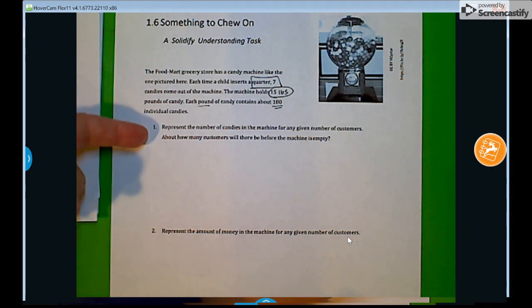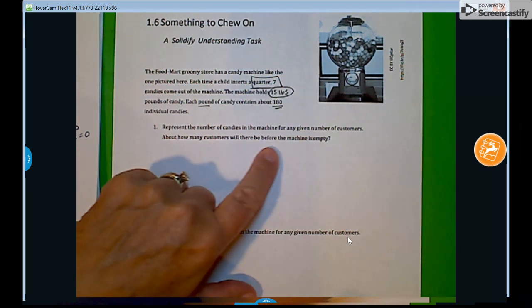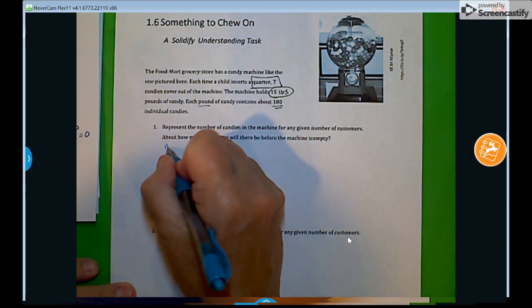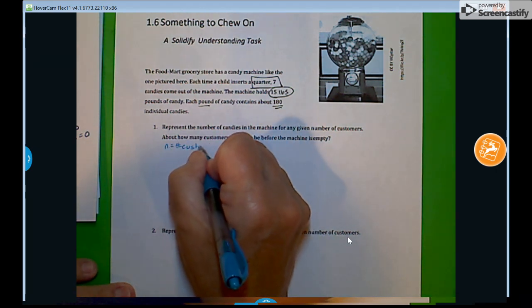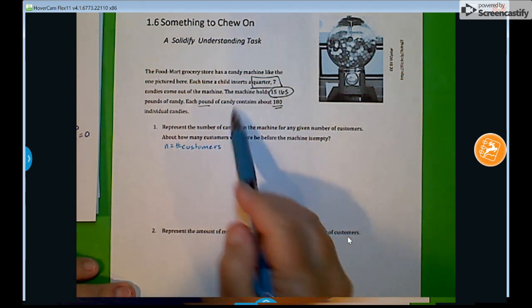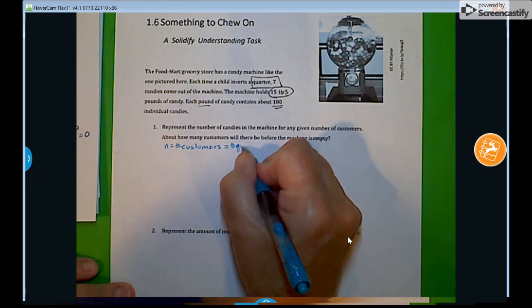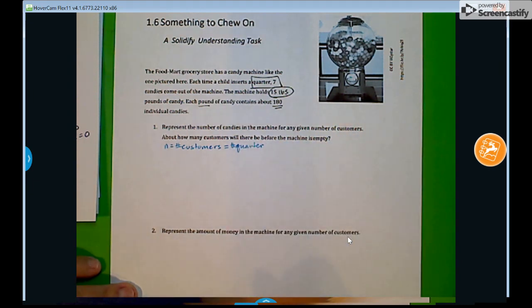The first thing it wants us to do, represent the number of candies in the machine for any given number of customers. How many customers will there be before the machine is empty? So, there's a lot of different ways we could represent this. Let's say that N is the number of customers, which would also equal the number of quarters, if you can go along with that. We'll assume 1 quarter per customer, although I know some kids will put more quarters in, and they'll be the same customer, but we'll just do this. 1 quarter, 1 purchase goes with 1 customer. 1 customer, 1 quarter.